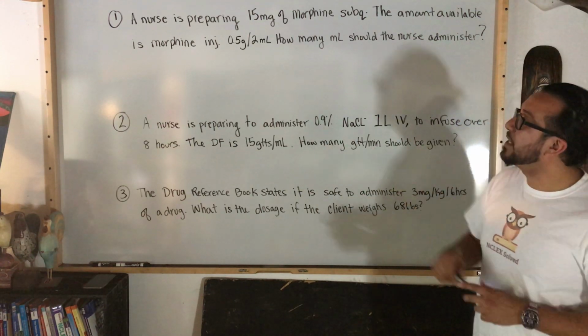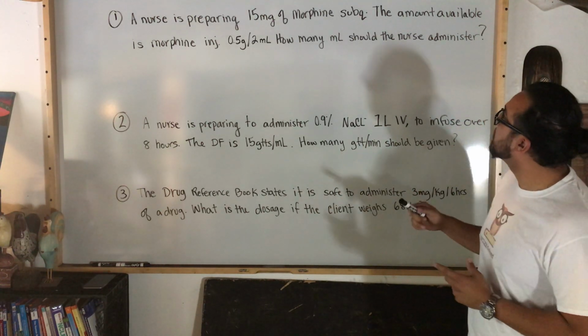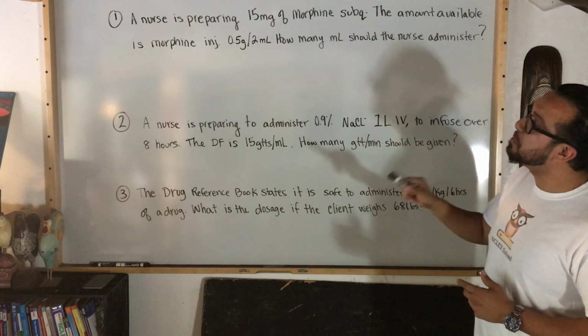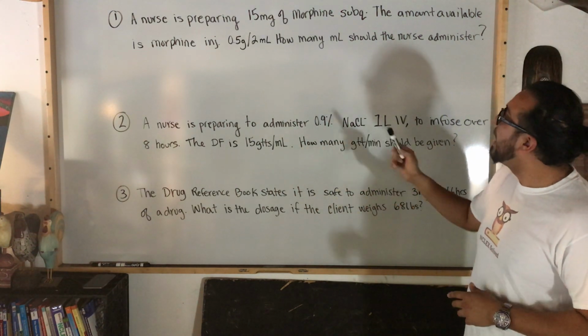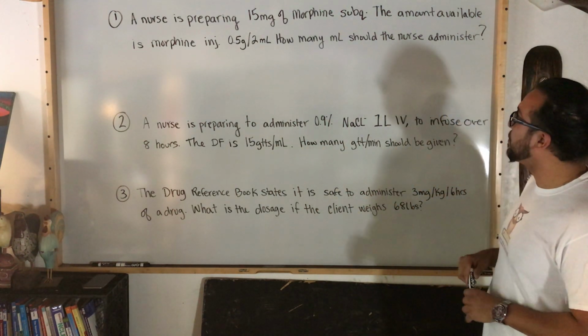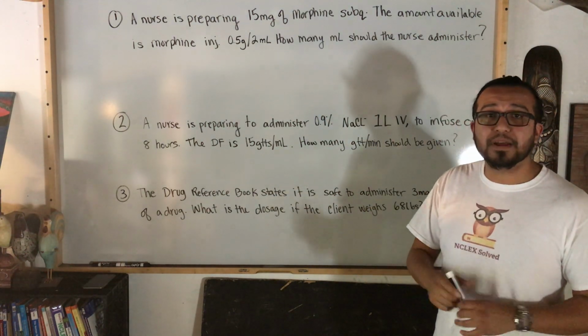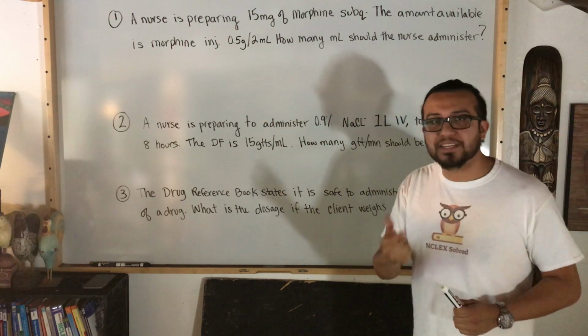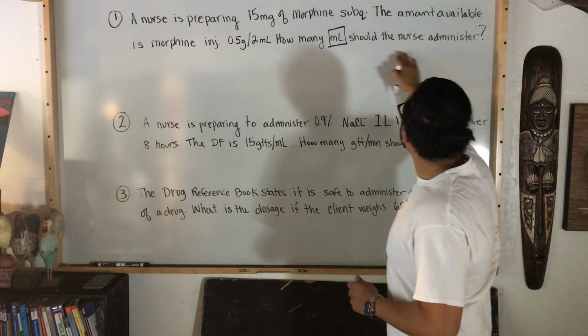So to start off, number one, it says, a nurse is preparing 15 milligrams of morphine subcutaneously. The amount available is morphine injection 0.5 grams for every 2 mLs. How many mL should the nurse administer? Well, there's a lot of information here. First thing I want you guys to identify is exactly what is the question asking you. Well, how many mLs should the nurse administer?